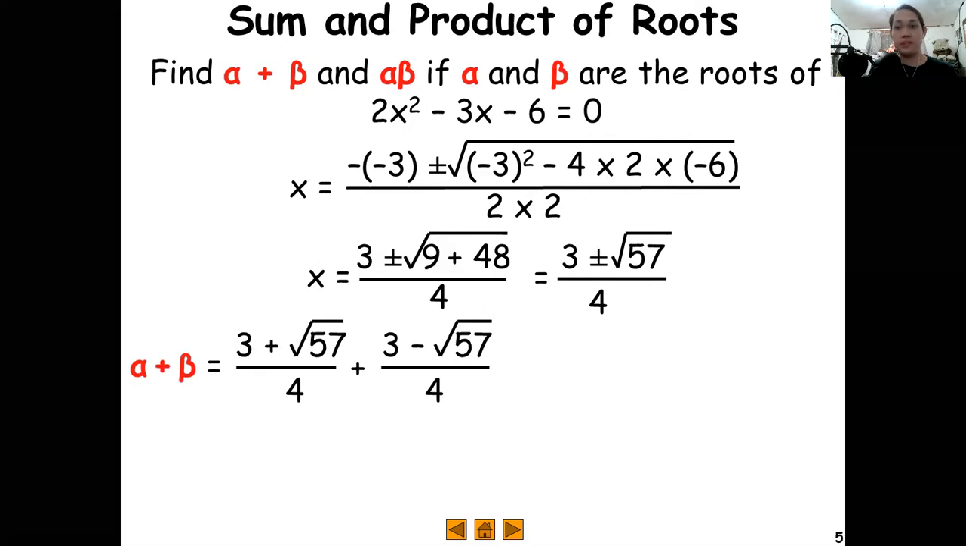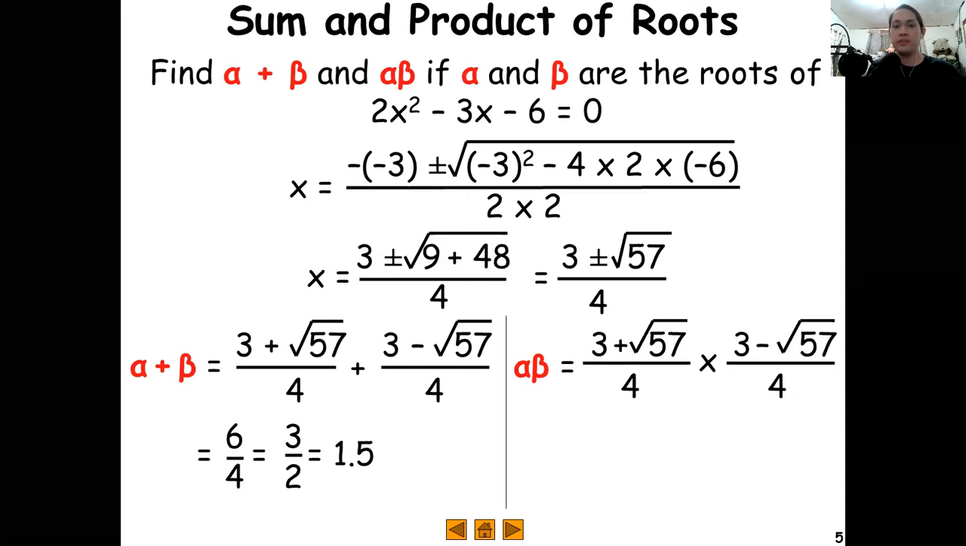So you can separate the positive and negative. So you can write its sum as 3 plus square root of 57 all over 4 plus 3 minus square root of 57 all over 4. So that will eliminate the square root of 57, and we can add 3 plus 3, which is 6 over 4. So we can simplify it as 3 over 2, which is equal to 1.5. And of course, that is for the sum of the roots. For the product of the roots, you will just multiply it. Then that gives you 9 minus 57 all over 16, which gives you negative 48 over 16, which is equal to negative 3.